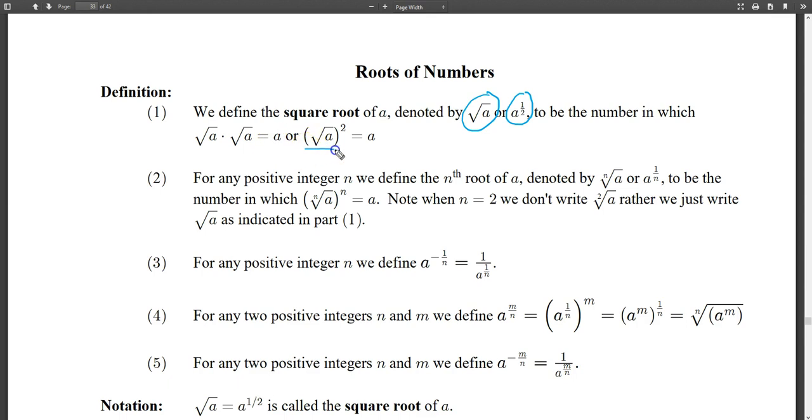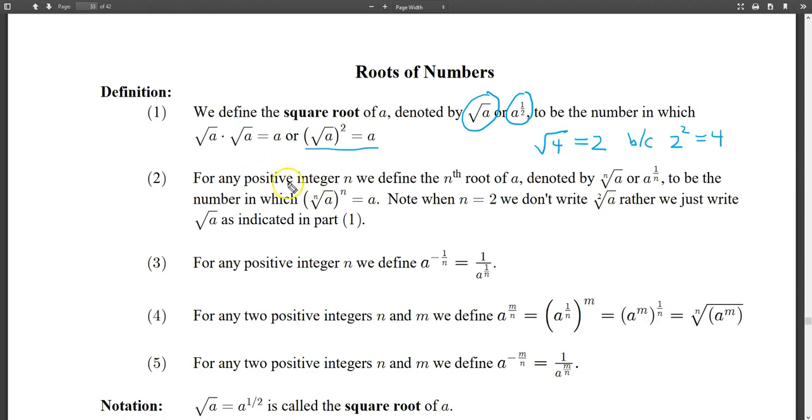Or you could write it like this. For example, the square root of 4 equals 2 because 2 squared gives you back 4. 2 times 2 gives you back 4.